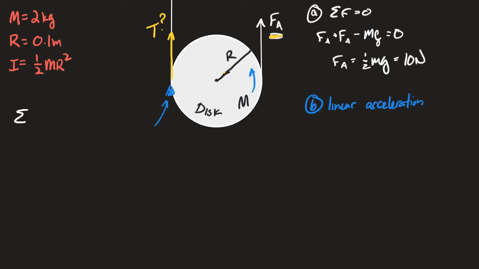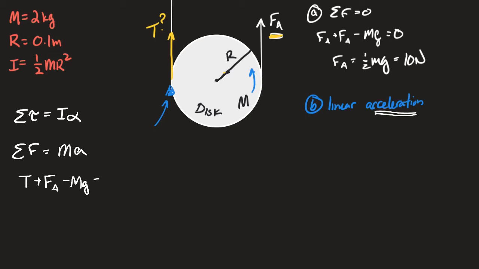So that suggests we'll do a net torque equation, set that equal to I alpha. And there will also be a net force equation, which is going to be equal to ma. They want the linear acceleration, but we can't get that from the net force equation. The net force equation is going to give us T plus the applied force minus mg equals ma. And we just can't solve that. On the other hand, net torque might give us something that we can do.